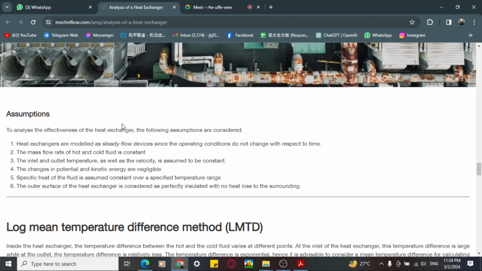Okay, the inlet and outlet temperature as well as the velocity are assumed to be constant. Why is the velocity of the initial and the final the same? It's also the same reason. No friction loss, no energy loss. Okay, we assume the situation is very ideal. The changes in potential and kinetic energy are negligible. This is also an ideal condition. Why do we need to ignore the potential and kinetic energy?